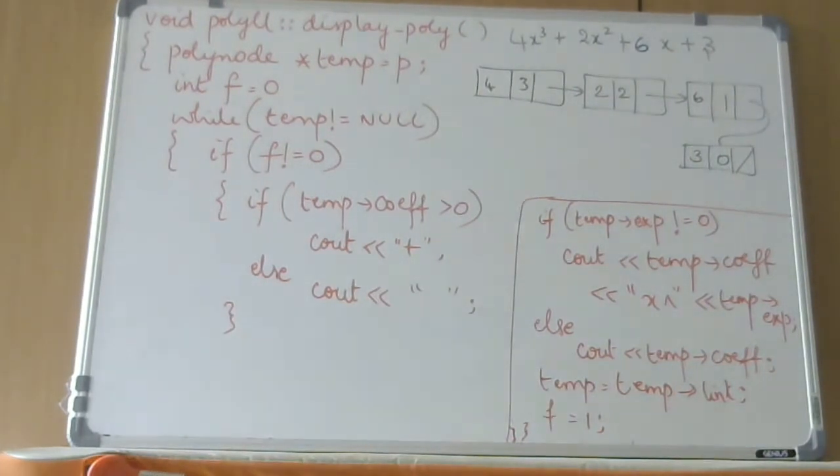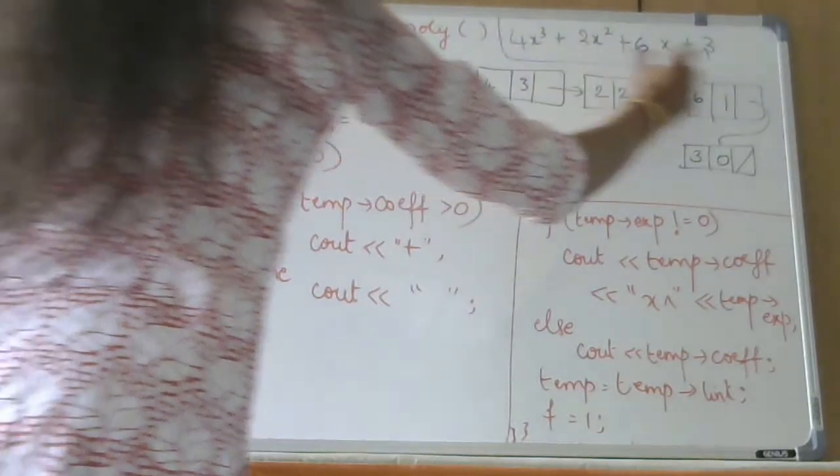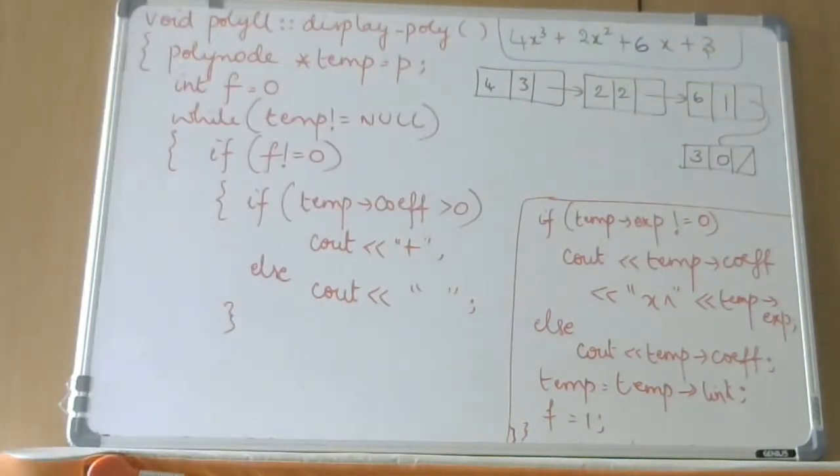So now let us see how we can display a polynomial. Now I have taken this as an example. This is the polynomial that I want to display: 4x cube plus 2x square plus 6x plus 3. How are we going to represent it?